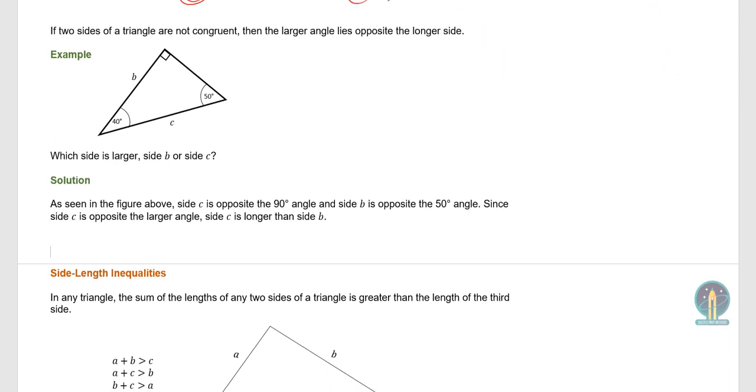Here's another feature of inequalities in triangles. If two sides of a triangle are not congruent, then the larger angle lies opposite to the longer side. Here we have a right triangle as an example, and we can call the sides A, B, and C.